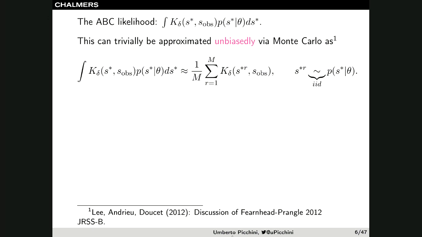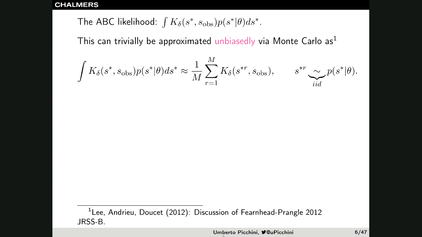Well, we can approximate it unbiasedly using, for example, Monte Carlo. We can simulate data from our simulator and then take the corresponding summaries so that we can obtain a series of IID simulated summaries, plug them into our kernel, and average over these M simulations. And this is an unbiased approximation of our ABC likelihood.